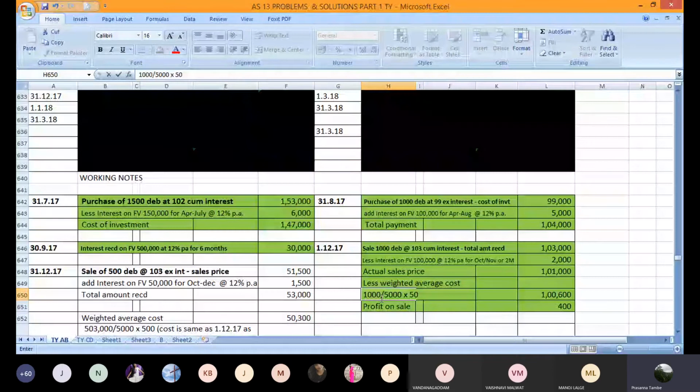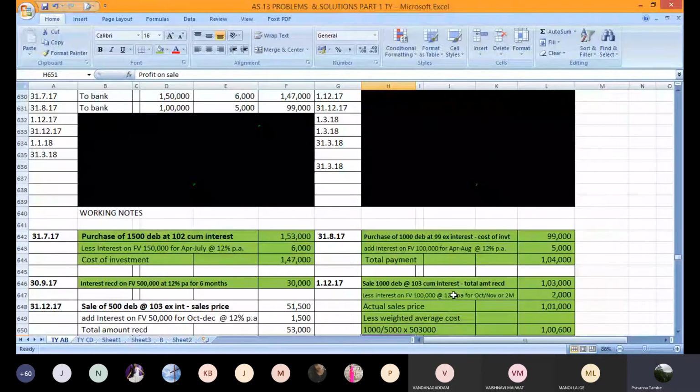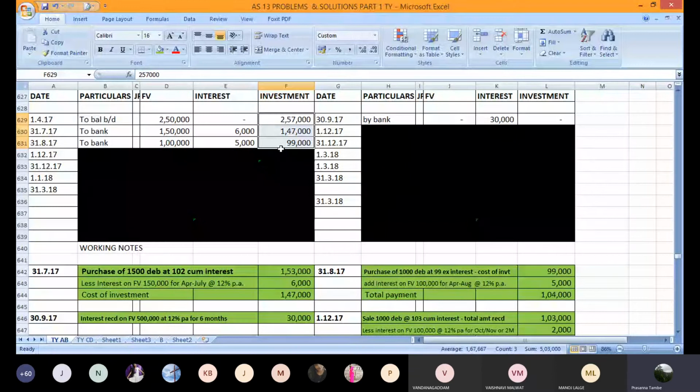Now where do we get this 5,03,000? This 5,03,000 is your investment account total cost. If you total up these three numbers, opening balance and 2 times purchase, that will aggregate to 5,03,000. This is the total cost of debentures which you are holding. Okay, and face value if you see is 5 lakhs. It's a 100 rupee debenture. So number of debentures will be 5,000 in this case.